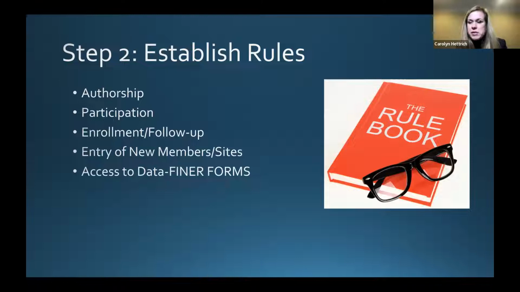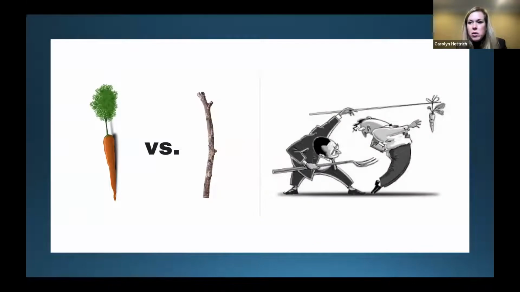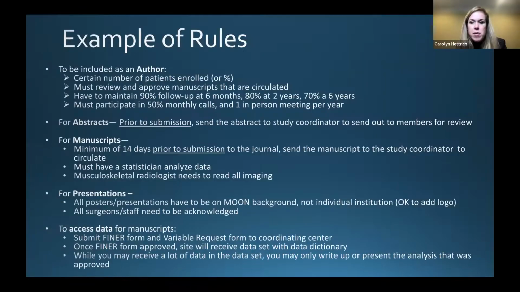The next step is to sit down and establish the rules and what citizenship looks like for your group, and that's authorship, participation, follow-up, access to data. A lot of this comes down to, is it the carrot or the stick? Oftentimes it's kind of both at once, and you have to carefully come up with a balance of how much carrot and how much stick, and that changes over time.